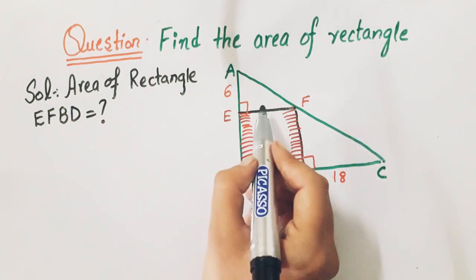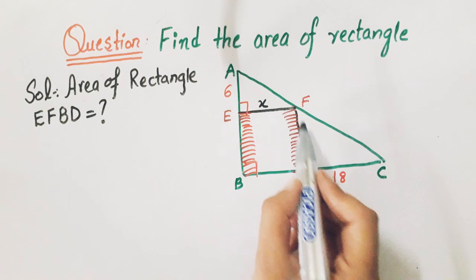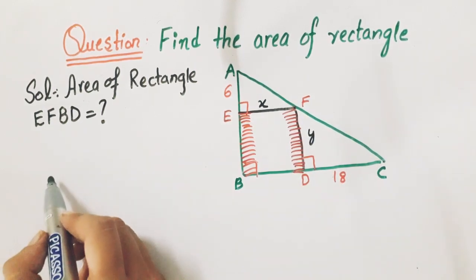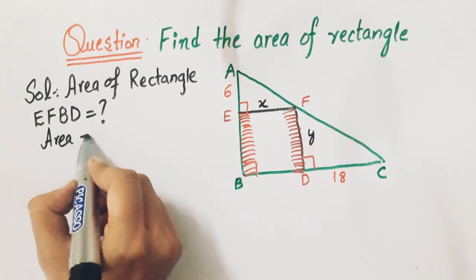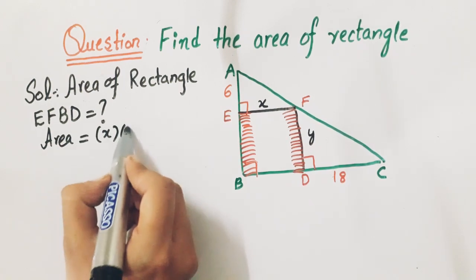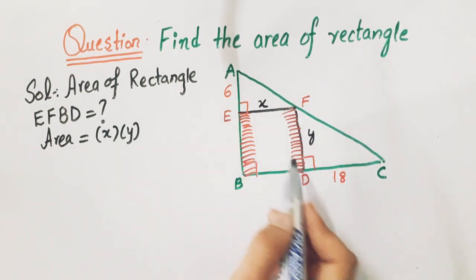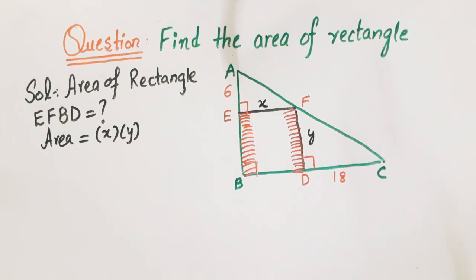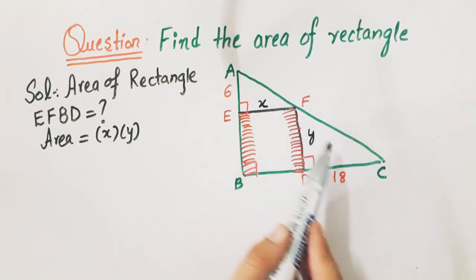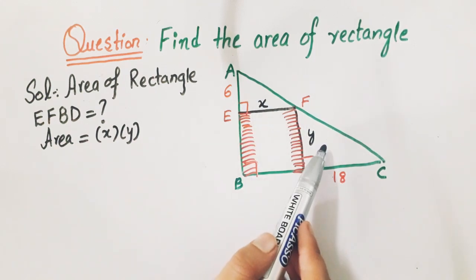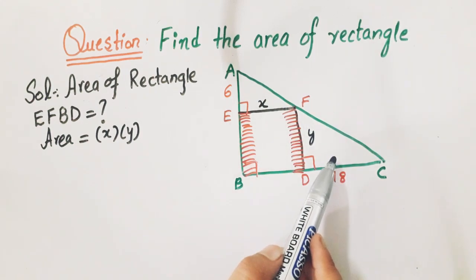Let's suppose this distance is X and this distance is Y. So area equals X into Y. It means you have to find the product of this. To solve this, you can see these are two right angle triangles and they are congruent.